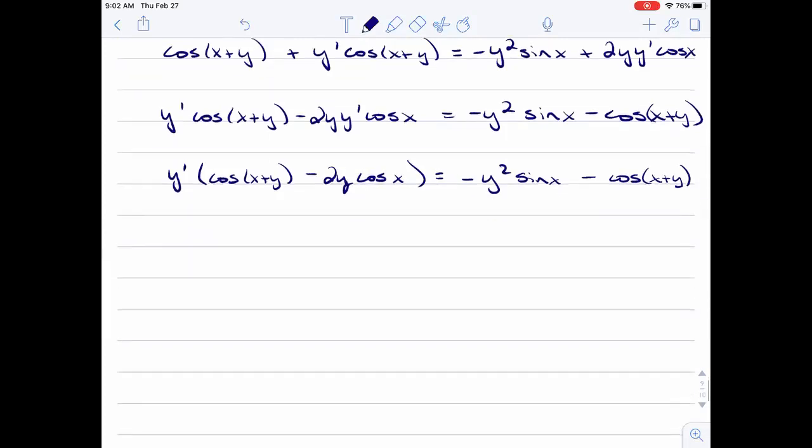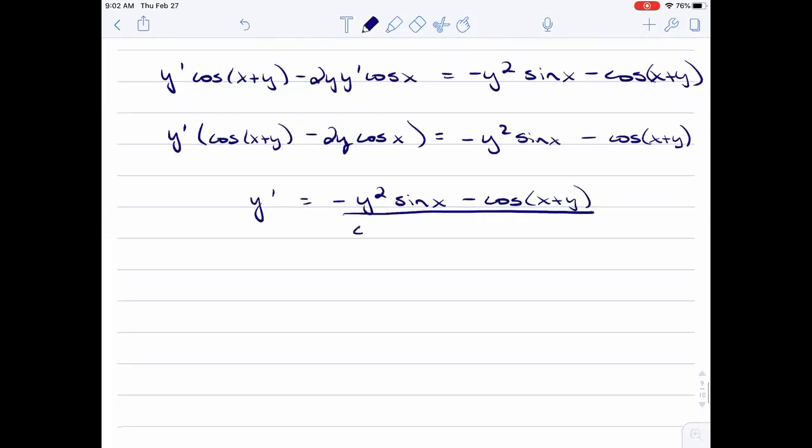Solving for y prime, moving it over a bit so we can see, I get negative y squared sine x minus cos of x plus y over the cos of x plus y minus 2y cos x. And then we're done, right? All it said was to find y prime, and that's all we've done.